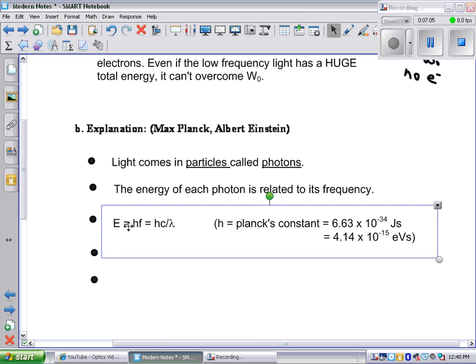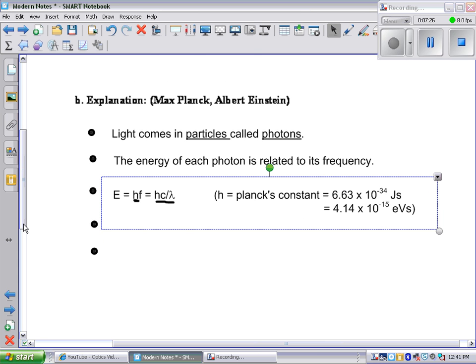Now, another way of looking at it is hc over lambda, because the frequency would be velocity over wavelength. Velocity is c. So there's two ways of writing this. Okay, we can do E equals hf, or we can do E equals hc over lambda, depending on what you have. The hf is in the reference tables. The hc over lambda is not. Okay, our next little piece.